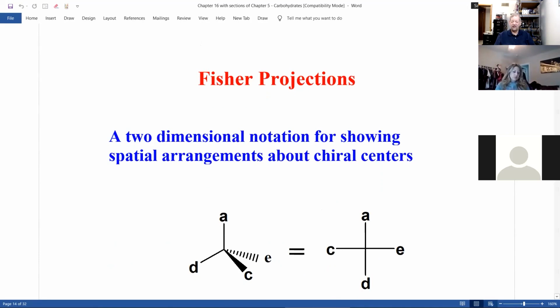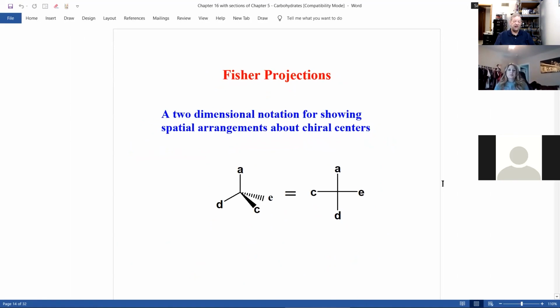Now, just to learn about it, this will not be on a test, but you may need to know this in other classes, and that is, all right, where did I put them? Hiding all the way over here. How do you do a Fischer projection? And I haven't mentioned it, but I should.